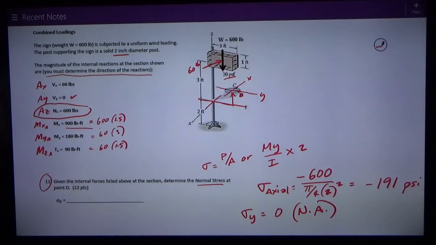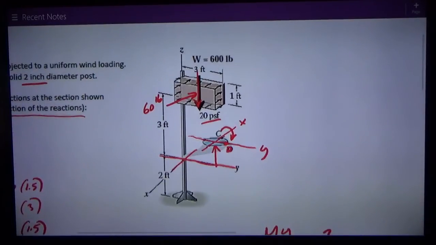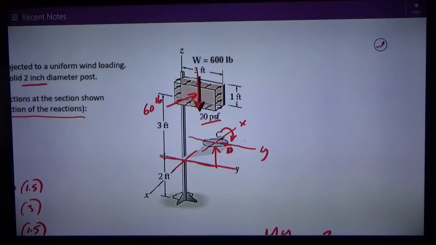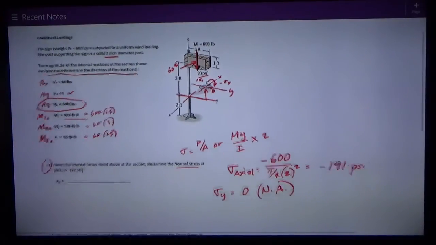Mx is 900 pound-feet. It's caused by the weight of the sign, and therefore it's creating a moment like this on the top of that section. It does create compression at point D, tension on the opposite side. So the moment's that way, so I'm going to have negative sigma x on this side, positive sigma x on this side of the x-axis, tension. But D is on the negative side, so I just need to figure the numbers.